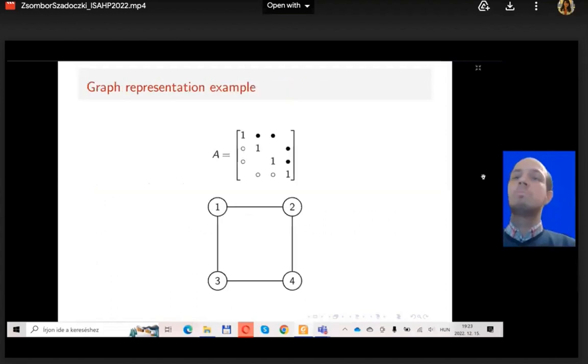So this is an example. This is a pairwise comparison matrix. The bullets show the known elements and the blank spaces the missing elements. And this is the representing graph. The vertices correspond to the alternatives, and there is an edge between the vertices if and only if the given element is known in the pairwise comparison matrix.